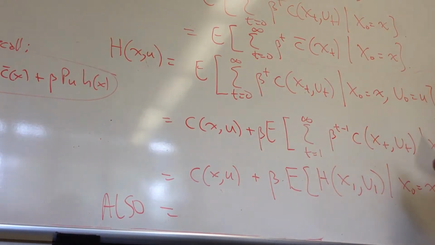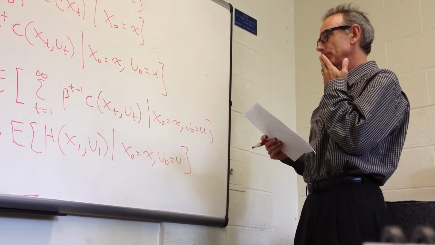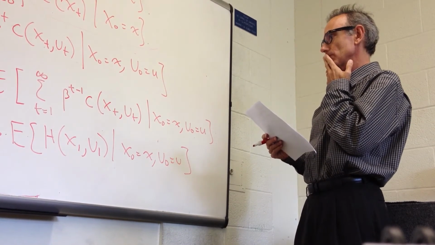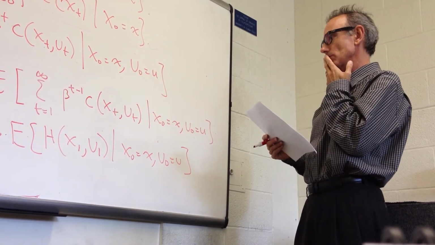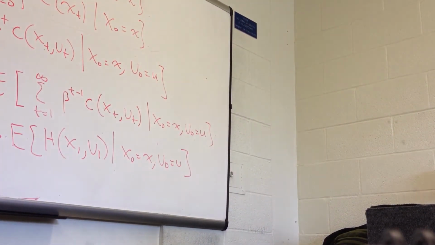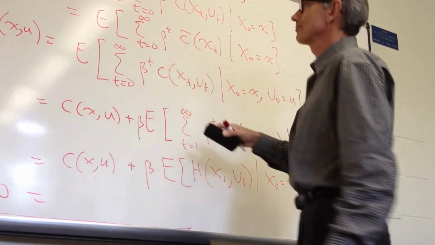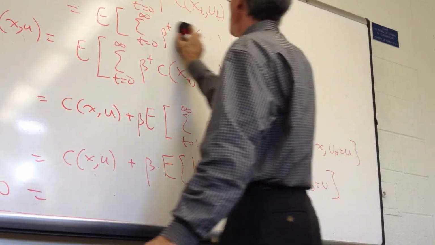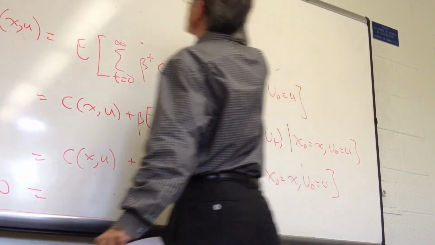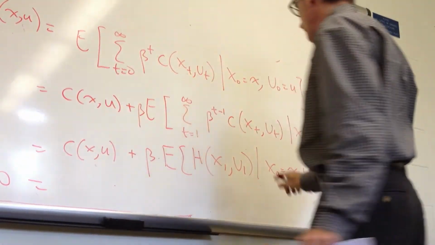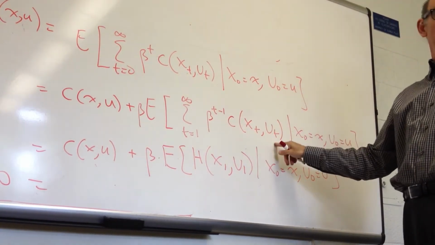I don't want to rush this too much. So you've got this all embedded in your brains. And H is just this discounted cost here. Keep that in your brains. Every one of these terms can be replaced by a C bar.